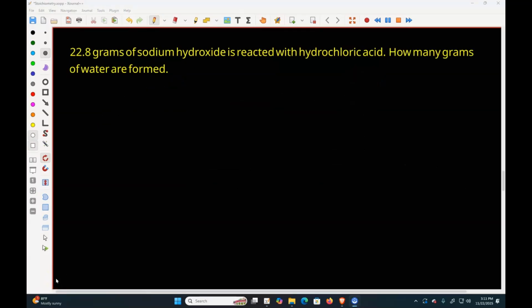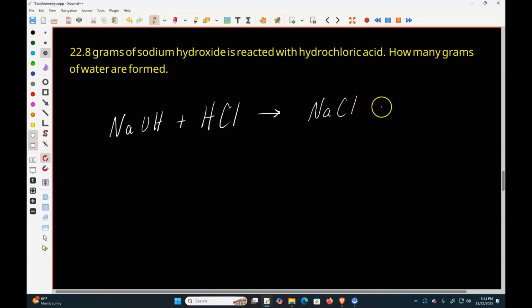22.8 grams of sodium hydroxide react with hydrochloric acid. So how many grams of water are formed? So my reaction is sodium hydroxide plus hydrochloric acid. So that's going to produce sodium chloride plus water. So as balanced as it is, I have 22.8 grams of this, and I'm looking for how many grams of water.